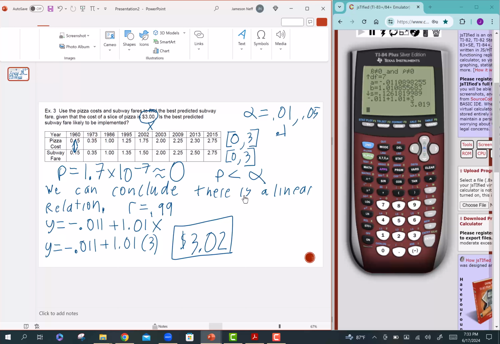Okay, so that's what's going on there. You'll definitely need this for your celebration, so make sure you understand how to do all this stuff on the calculator. Okay, goodbye.